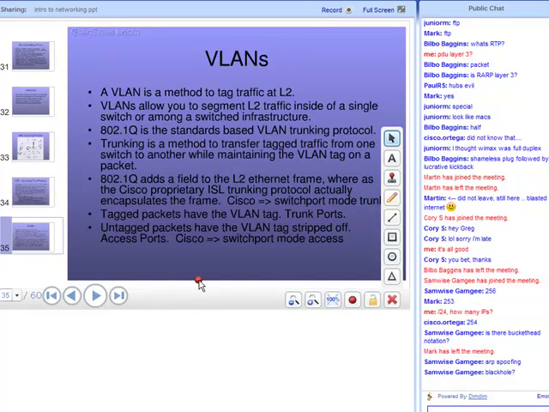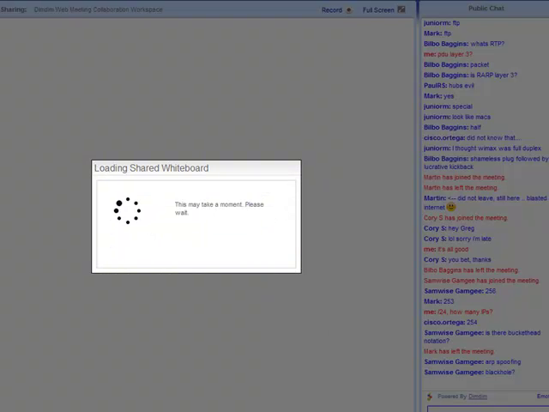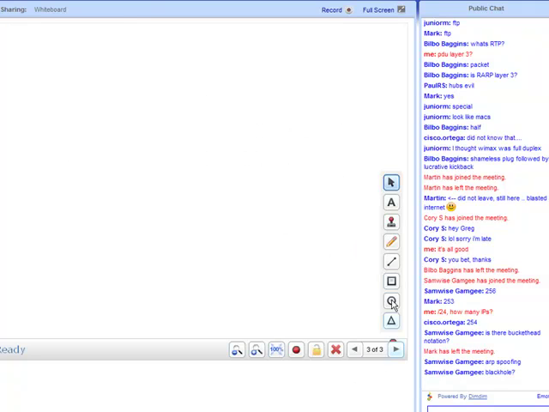VLANs are going to be ways to segment an L2 set of traffic. So you can VLAN tag things. I'm sure most of you guys are familiar with that to a degree. Inside a single switch infrastructure. So what you can do is, let's move back to the whiteboard really fast. I'll talk about VLANs real quick.